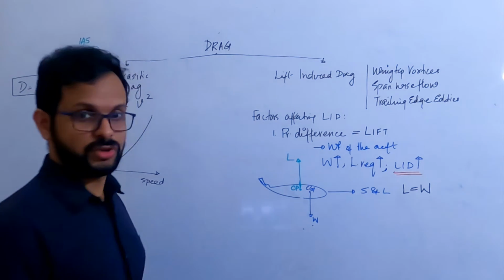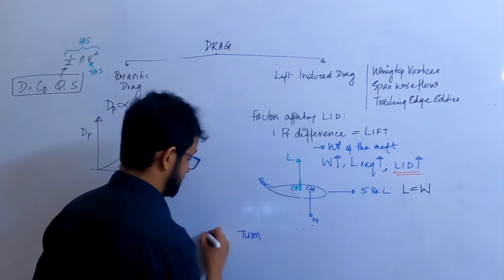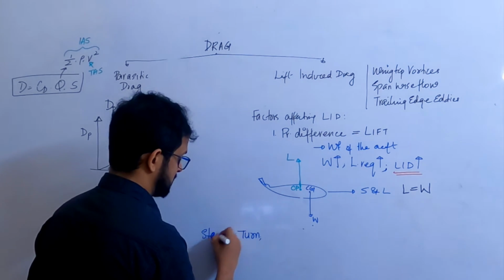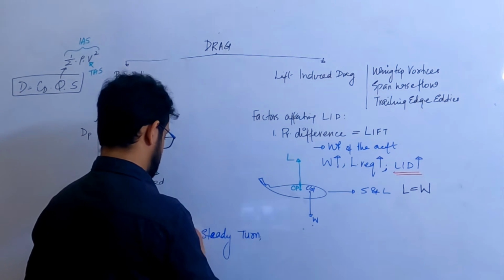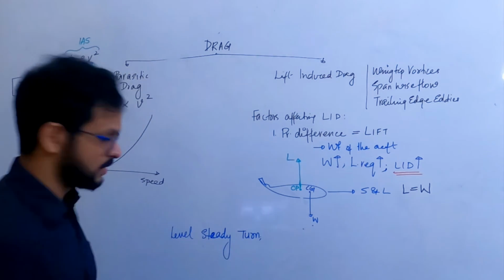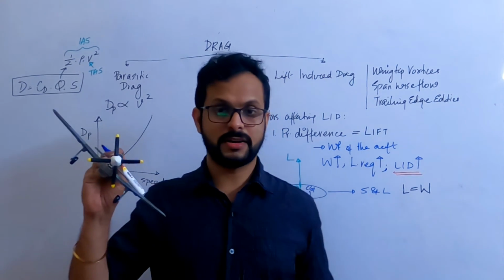I'm not explaining much here, but just for a brief idea, when an aircraft is in a steady turn, what is meant by steady turn? That's a level turn. Level turn means the aircraft is not climbing, not descending. It's not a climbing turn, not a descending turn.